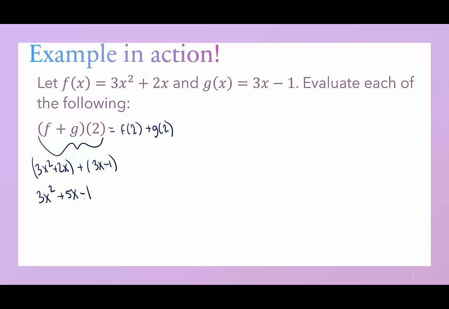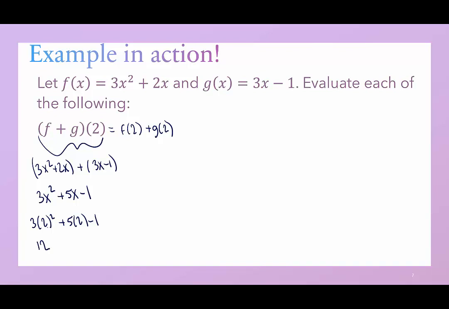And now what we're going to do is take that sum function and replace all x's with 2's, right? We evaluated f plus g, we simplified it. Now we're going to actually compute at 2. This would be 3 times 2 squared plus 5 times 2 minus 1.